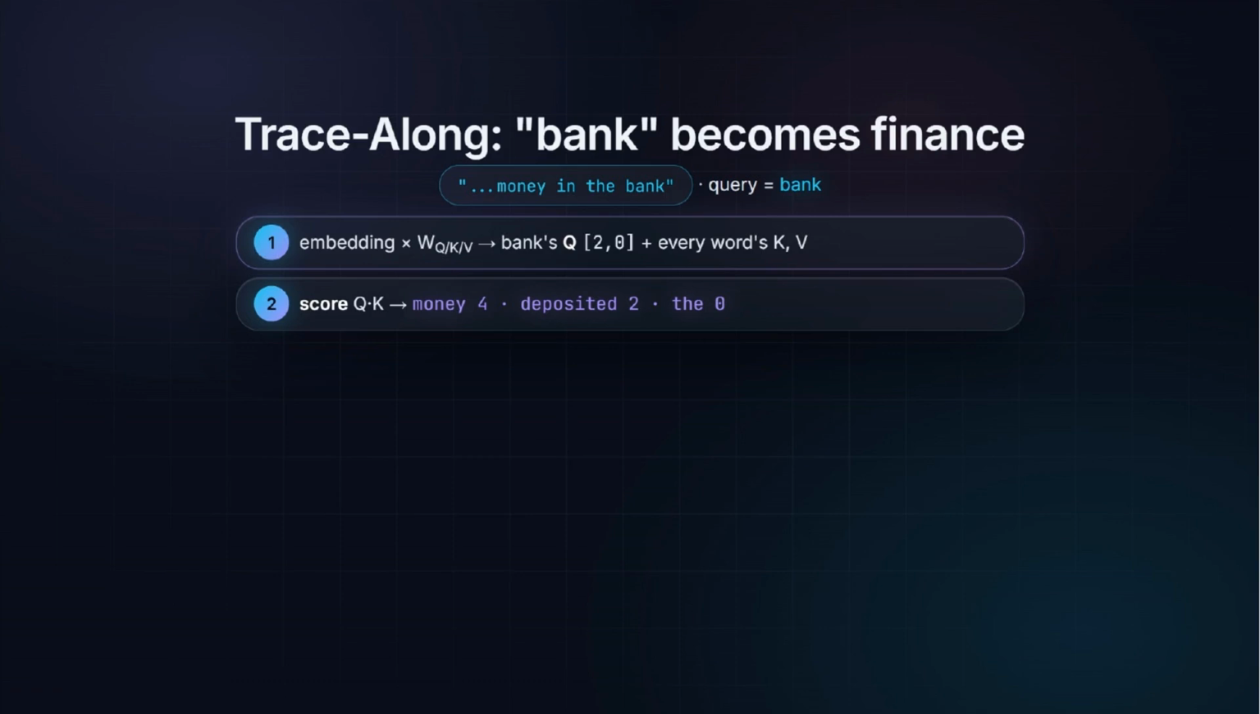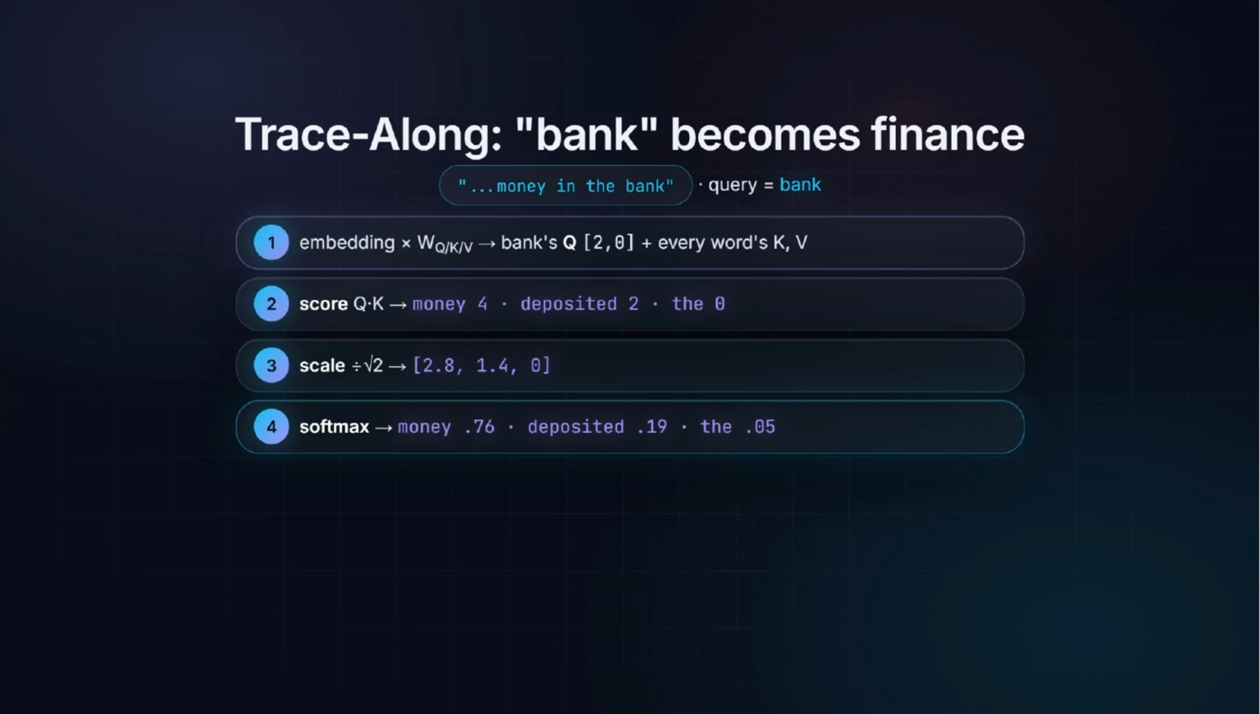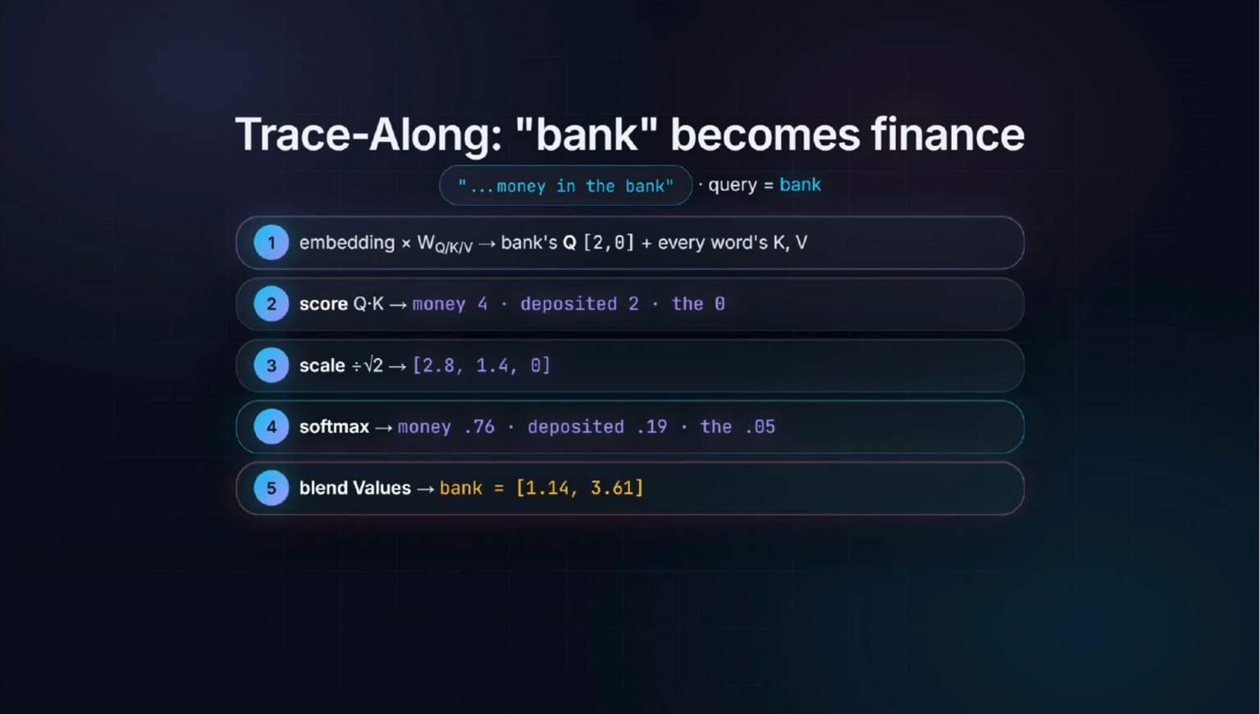Step 1, score: query dotted with each key gives money 4, deposited 2, the 0. Step 2, scale: divide by root 2 to get 2.8, 1.4, 0. Step 3, softmax: that becomes weights. Money 0.76, deposited 0.19, the 0.05. Step 4, blend the values by those weights, and bank comes out as 1.14, 3.61.